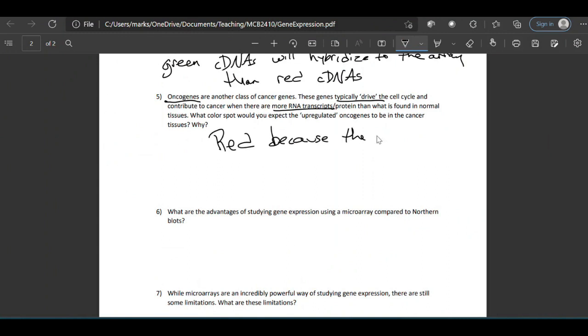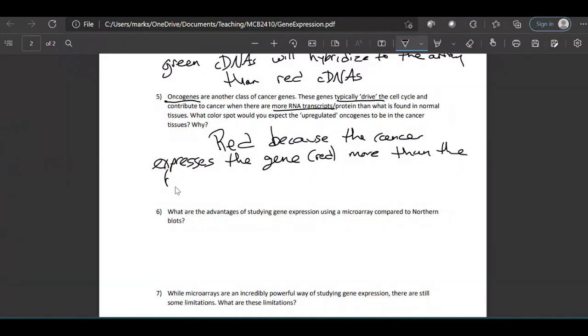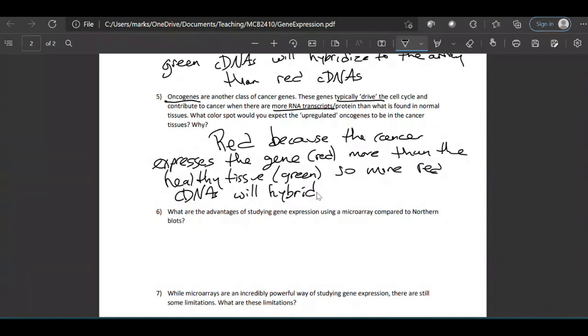because the cancer expresses the gene, which is red, more than the healthy tissue, which is green. So more red cDNAs will hybridize than green, which equals we'll have a red spot.